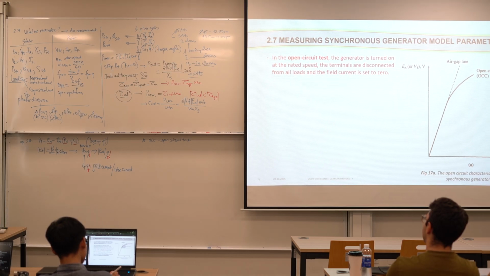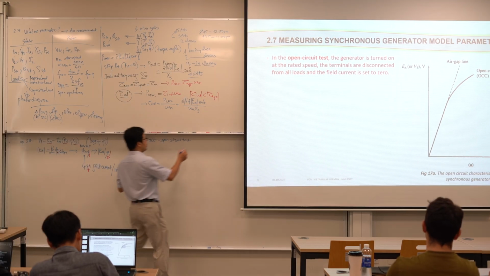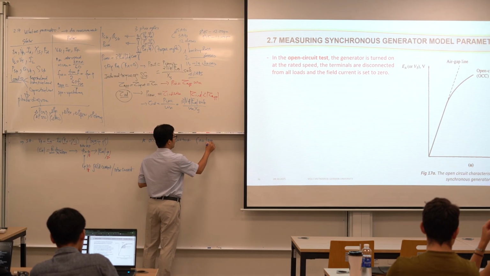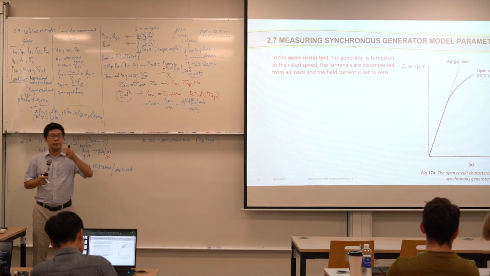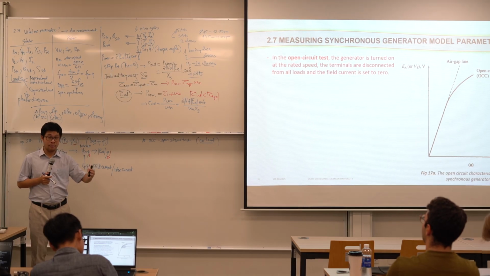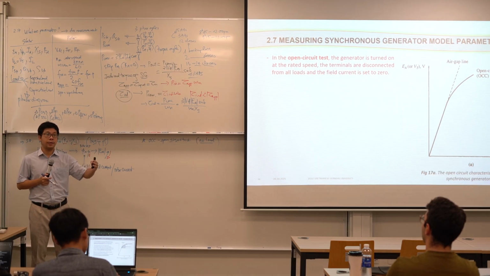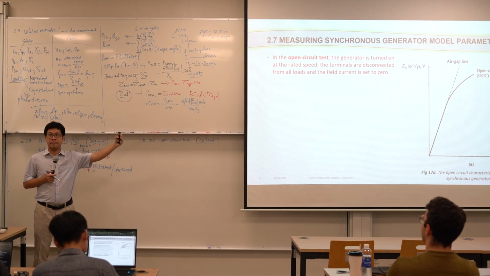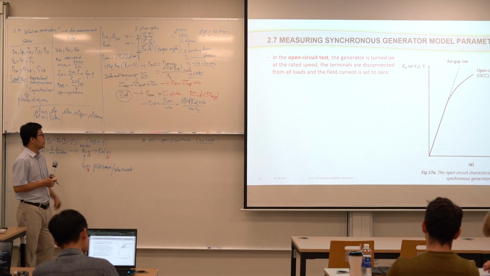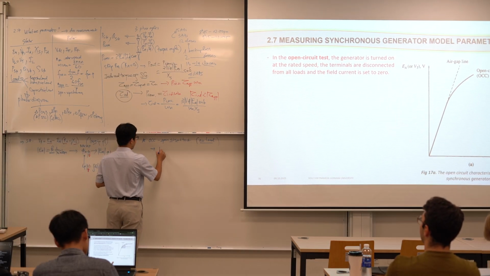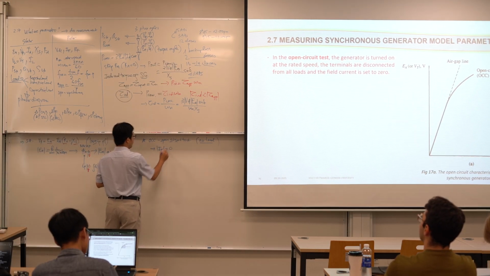The question: what is open circuit test? What is the open circuit condition? That means no loss. Right? Open means no loss. That means we disconnected the stator windings of synchronous generator from the load. Okay? We say open circuit. So no loss. That means IA is 0.